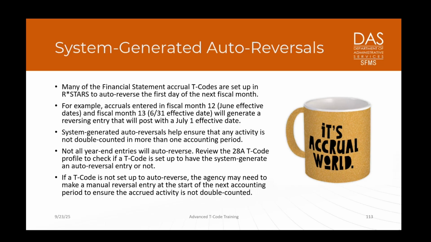Not all of our T codes in the system for accruals are set to auto reverse. There is a way to check that on the 28A screen, so we'll go over that on the next slide. But an important note, when you're working on accruals, they're not routine transactions. Take the time to think them through. If the T code you've selected to accrue your activity does not auto reverse, you may still need to do another step to manually back out that accrual in the next year so that you're not double reporting activity in both fiscal years.